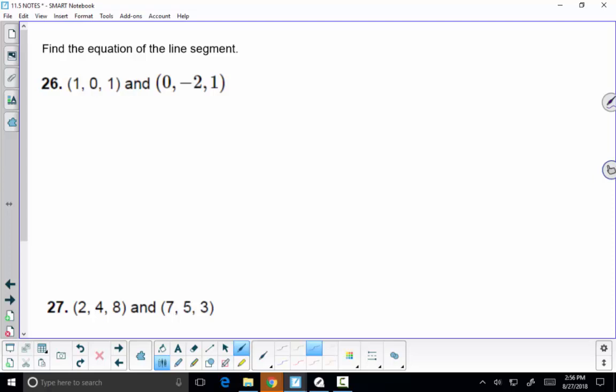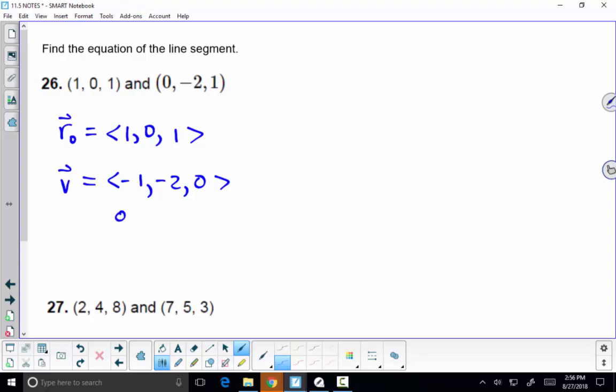So let's watch this. For r naught, what do you want to use? 1, 0, 1, great choice. There's only one other choice that would work easily, and that would be 0, -2, 1, which would be totally fine. Vector v is our direction. We'll just go right minus left just to be consistent with what we've been doing. Doesn't matter though, you could go the other way.